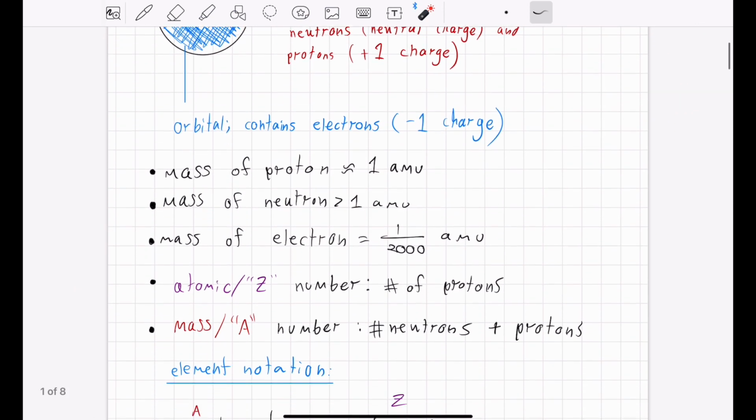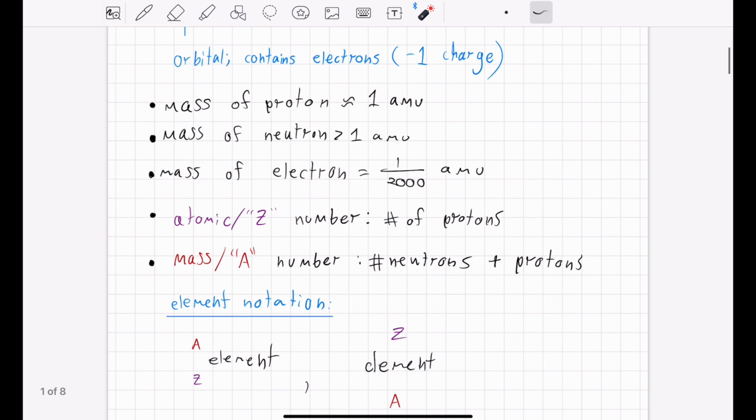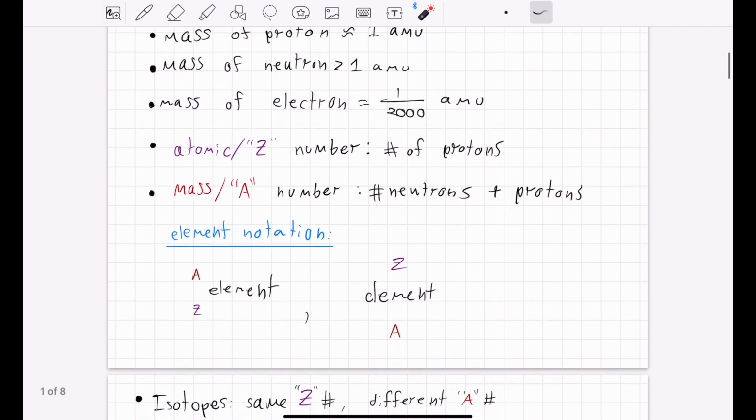And so a few important points are that, first off, the mass of a proton is about 1 atomic mass unit. That's what this abbreviation is for. The mass of a neutron is slightly greater than that of a proton, so slightly greater than 1 AMU. And the mass of an electron is an almost negligible 1/2000 AMUs.